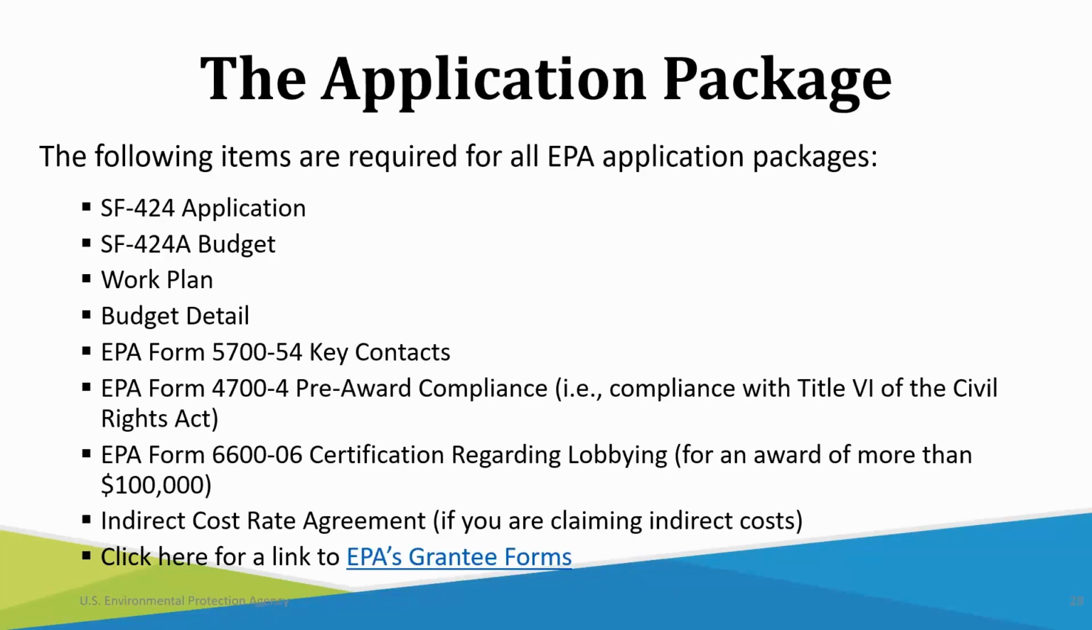So these are the main components of the application package. You'll see there are many forms listed here: the work plan, the budget detail or budget narrative, an indirect cost rate agreement, which may or may not be required depending on the application. There's a link at the bottom of the slide to a page that has blank fillable PDF versions of these forms. So you can go to that site, you can access the forms. Many of the forms also have separate instruction packets. So if you need help understanding how to fill out the form, check out those instruction packets.